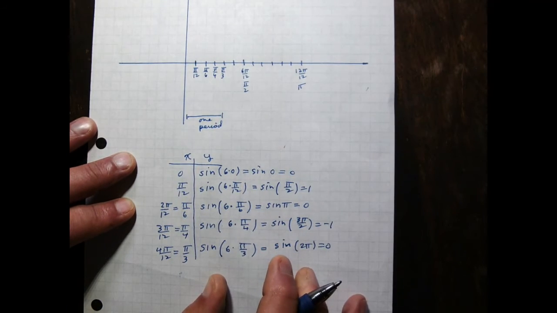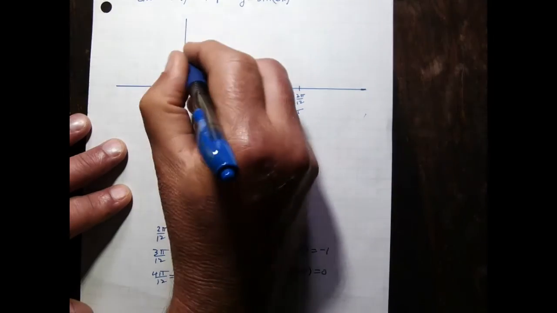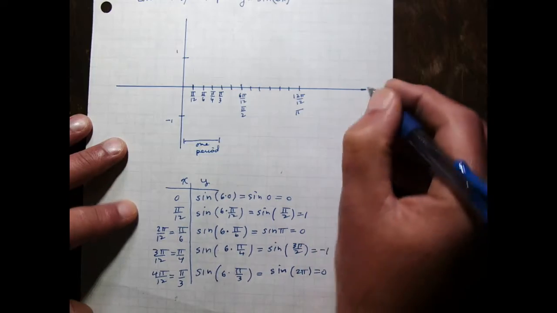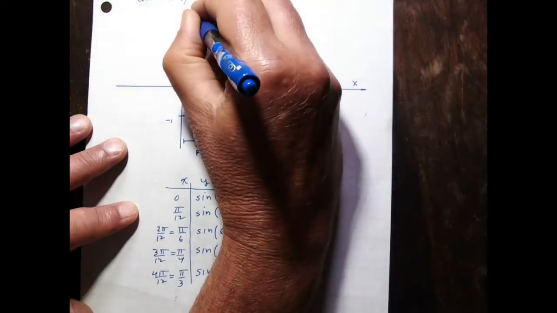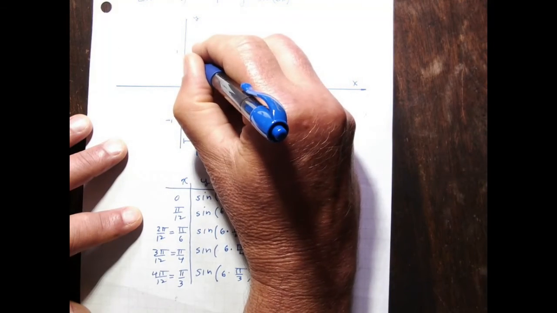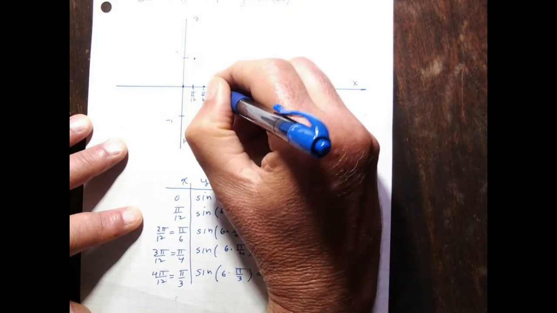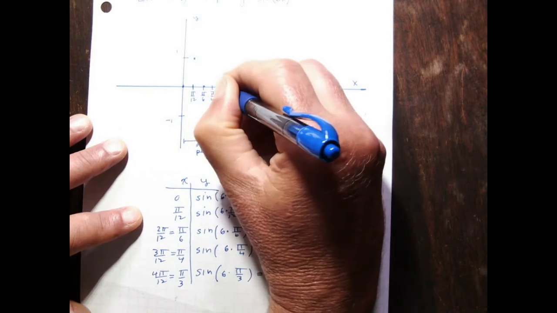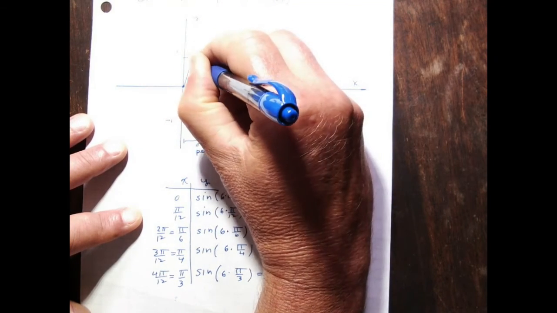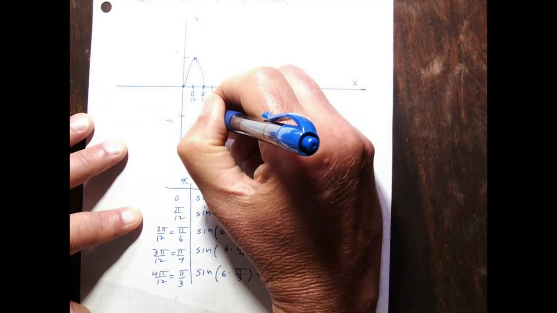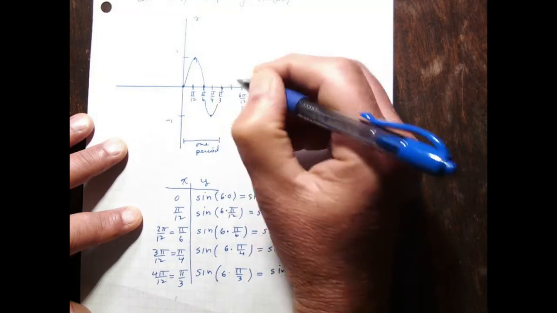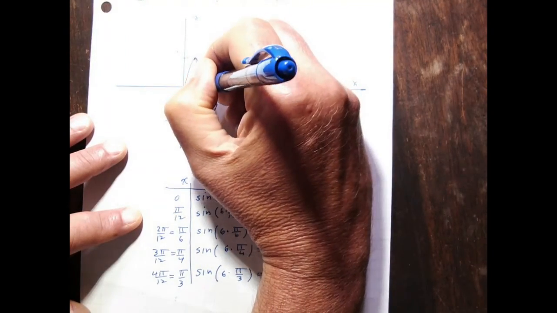Now I have to label a 1 and a negative 1 on my vertical axis. So here's x, here's y. And I know from the values we have, I go 0 up to 1, down to 0, down to negative 1, back to 0. So 1 period is going to look like this.